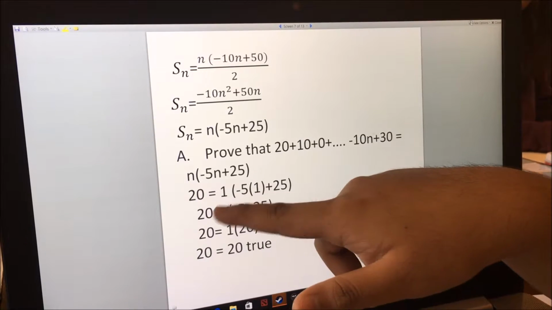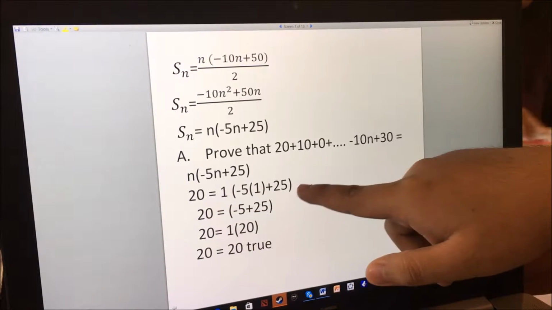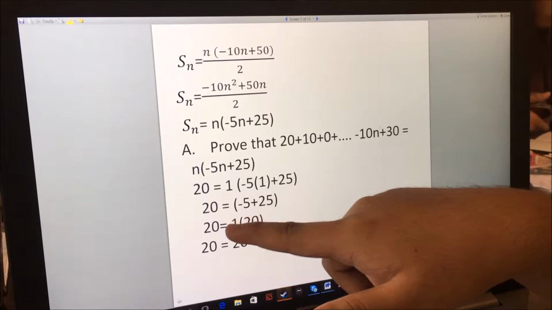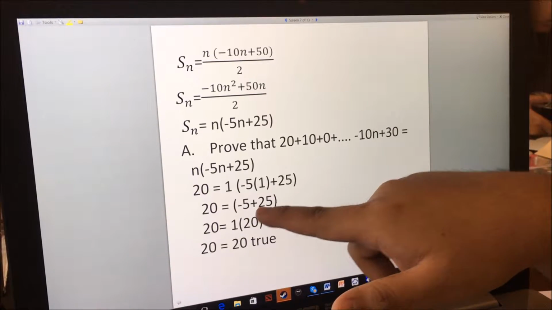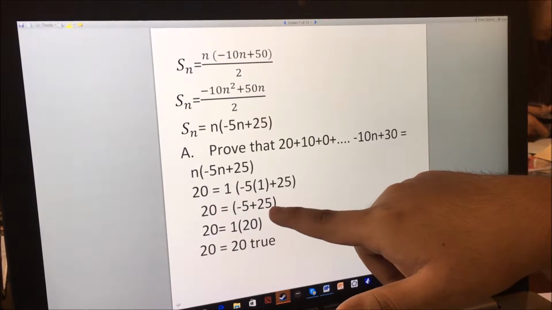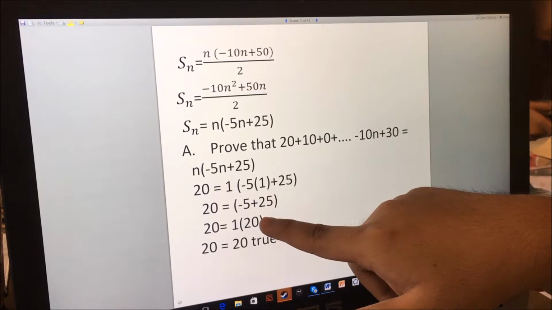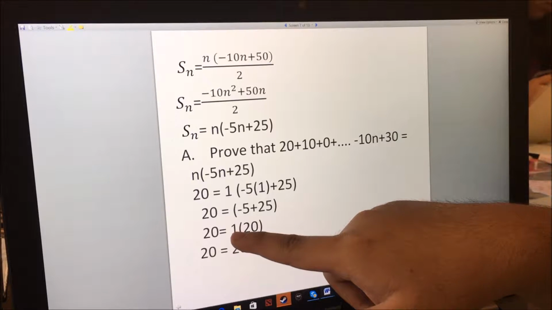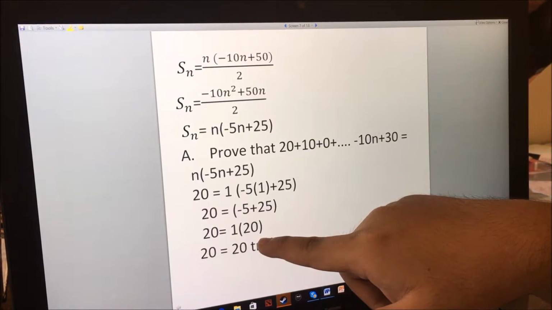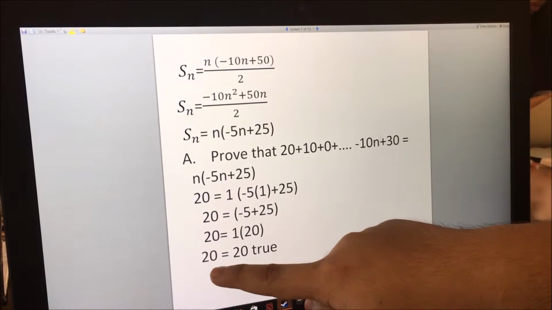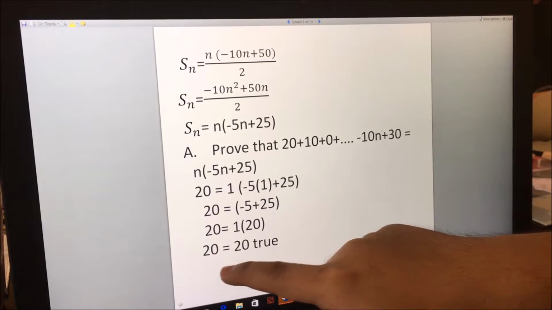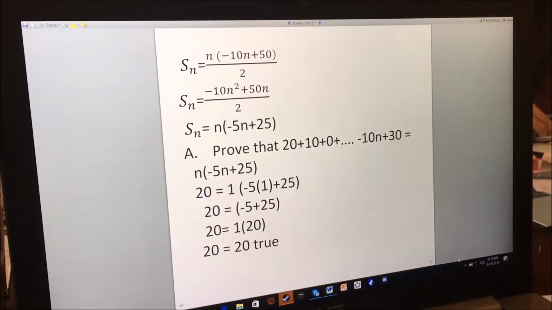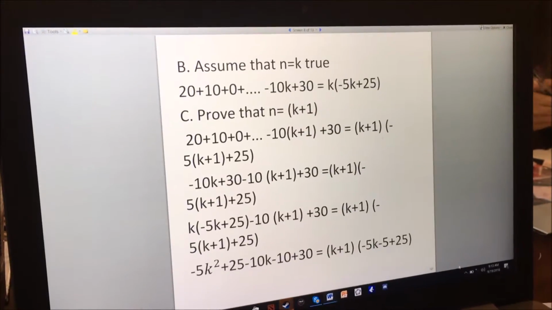And then we perform the operations on the other side. So then we end up with 20 is equal to negative 5 plus 25. We perform the operation here, and we end up with 1 multiplied by 20 is equal to 20. And then we end up with this, which means that part A is proven true. Move on to the second step.